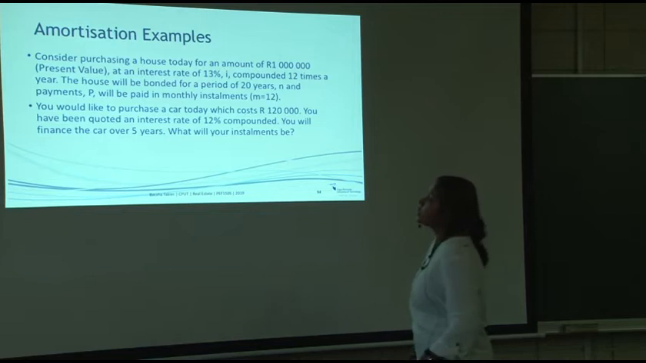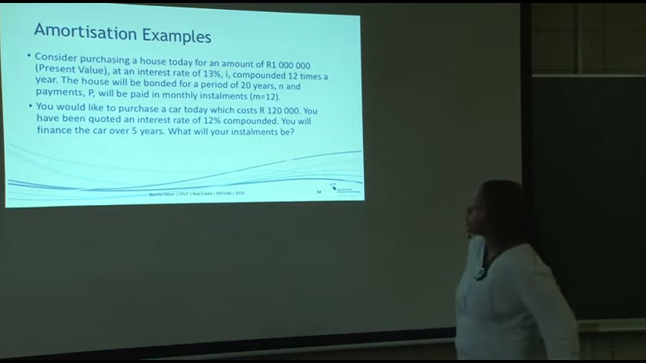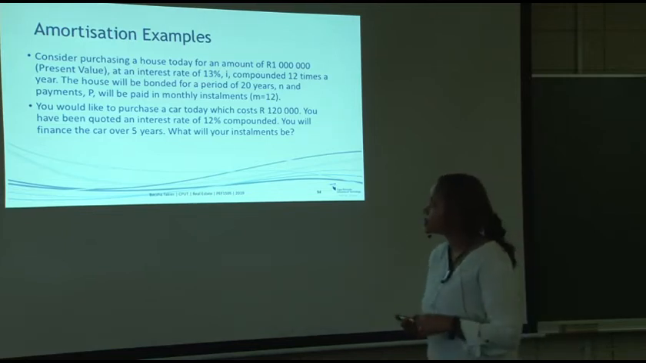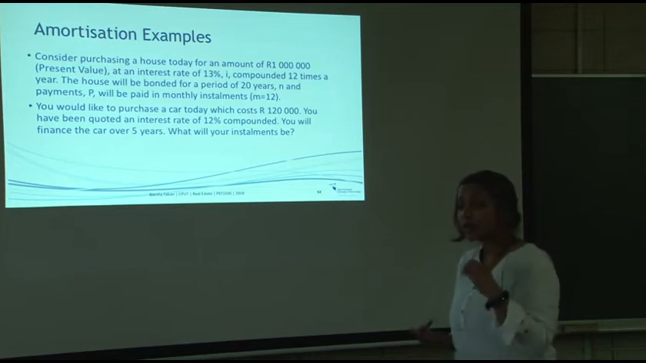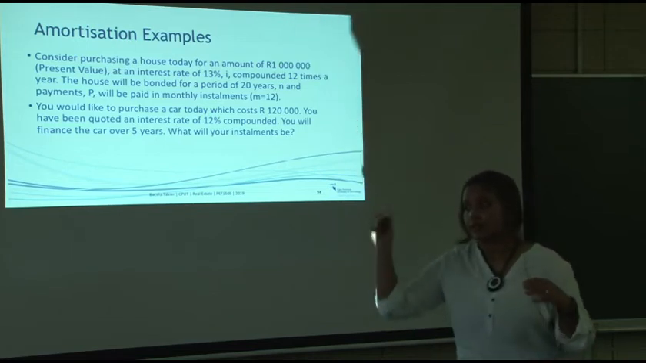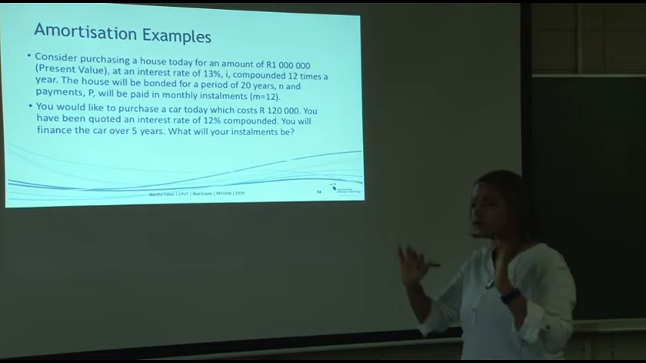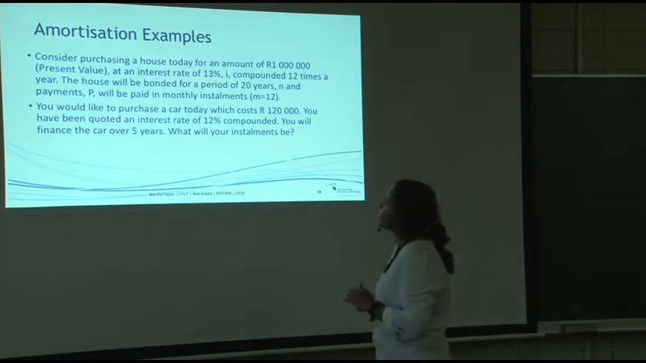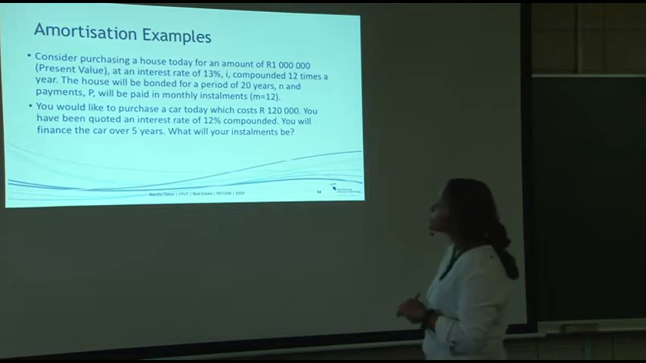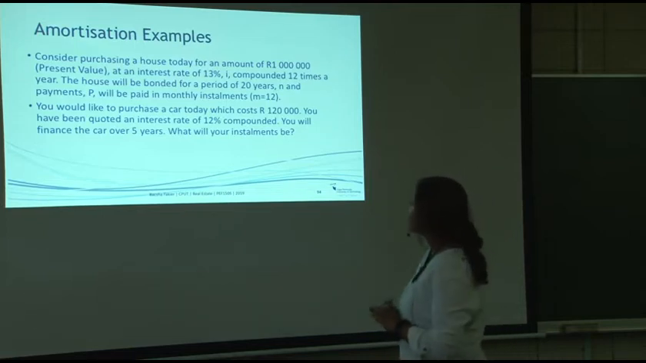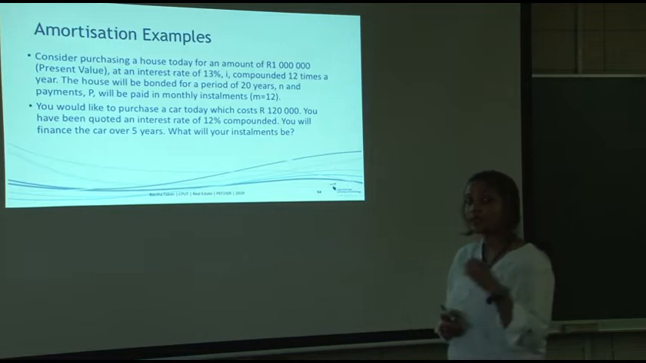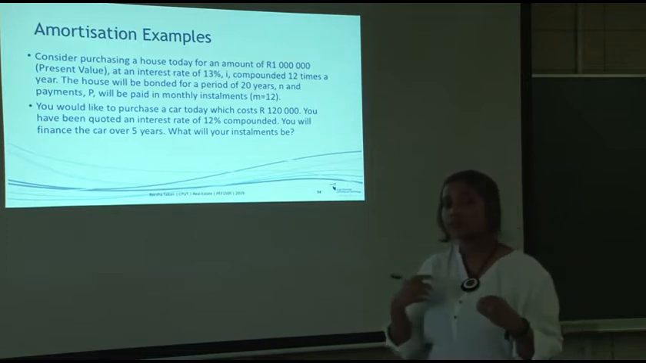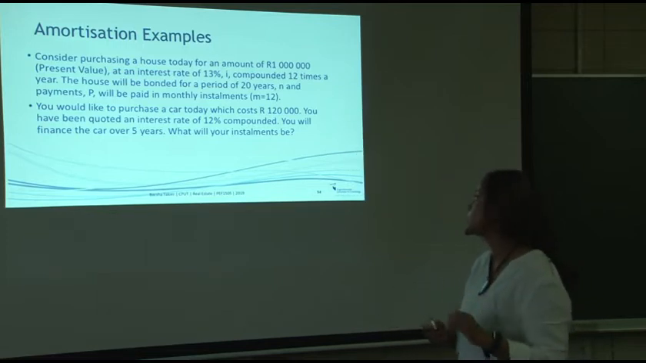Amortization examples. Consider purchasing a house today for an amount of 1 million, which is the present value. Why do you know it's a present value? Because that is the value on the house, right? You saw a little sign saying 1 million, present value. It's at an interest rate of 13%, which is I, compounded 12 times a year. That is your M. M is equal to 12, right?